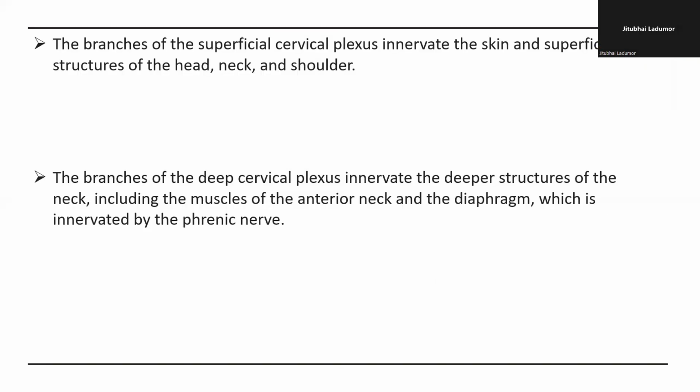If you block the superficial cervical plexus, you can anesthetize the skin and superficial structures of the head, neck, and shoulder. And if you anesthetize the deep cervical plexus, you can anesthetize the structures including muscles of the anterior neck and the diaphragm, which is innervated by the phrenic nerve. So by combining both the superficial and deep cervical plexus blocks, you can perform anterolateral neck surgeries also.